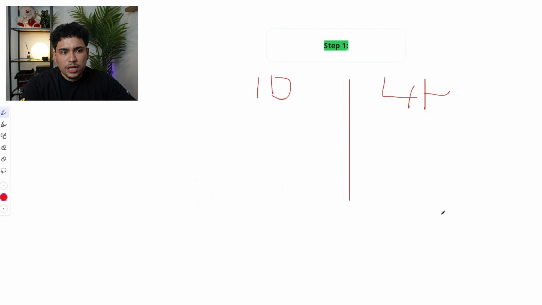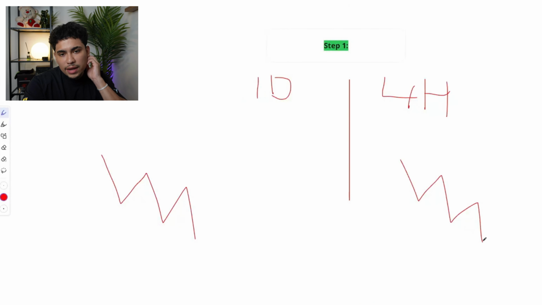Now, for yesterday, it's pretty obvious what happened. We had the daily creating lower lows and lower highs for NAS 100, and the exact same thing was happening in the 4-hour. So we were able to step down to the 1 minute and look for executions, which is what I'm going to show you in step 2.